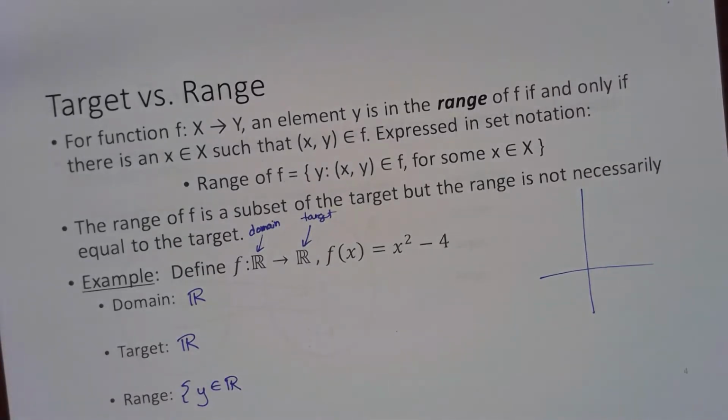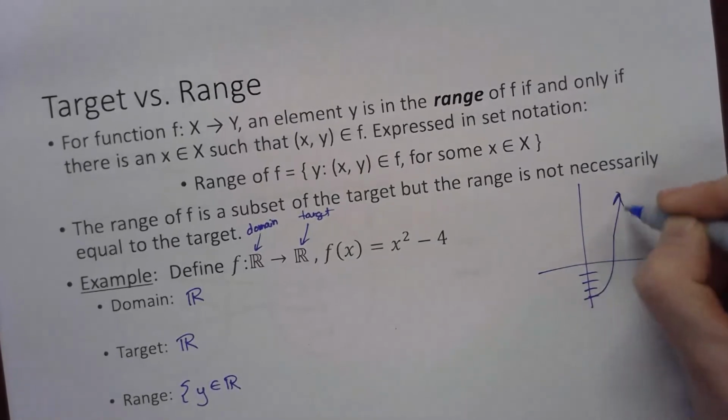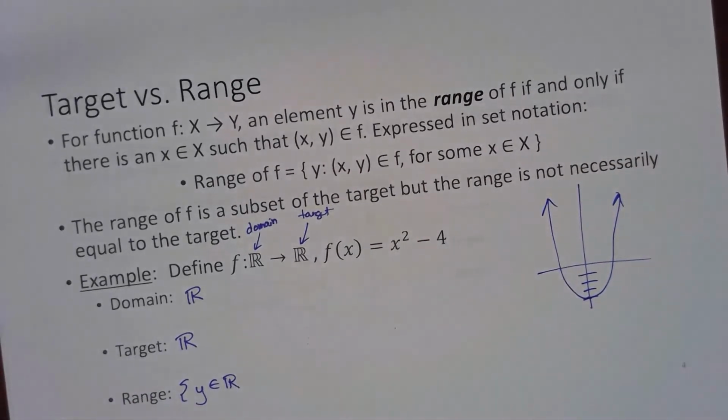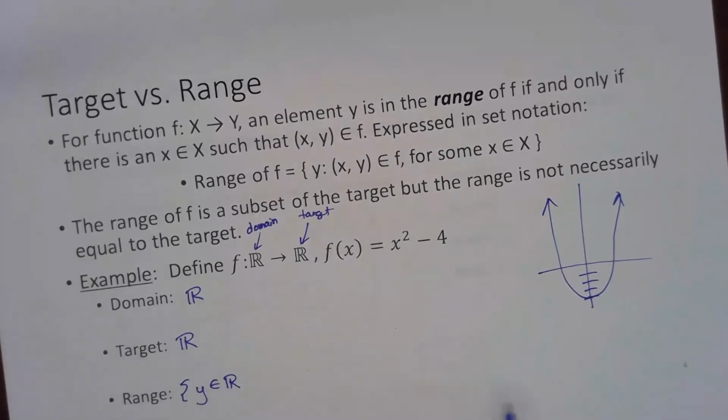So what is it? It's -4 and above, because the graph looks like a parabola that starts down here at -4 and goes up like this, right? So if I'm looking at the legal y values, the smallest possible y value I could get is -4, and then it goes up from there. So in set builder notation, we would say that y is real numbers such that y has to be greater than or equal to -4.